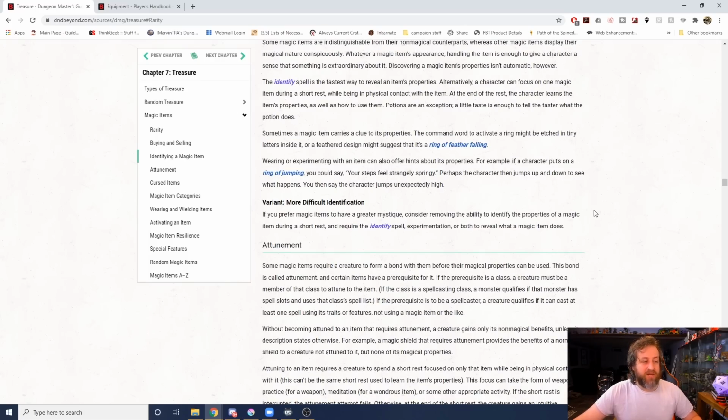Another thing I should talk about is the variant rule here. If you prefer magic items to have a greater mystique, consider removing the ability to identify the properties of a magic item during a short rest and require only the identify spell, experimentation, or both to reveal what the magic item does. I've actually been thinking about this a lot. I've been thinking about incorporating this into my own homebrew setting. I don't have a reason why, and the problem being that at this point, the game has existed for 90 episodes and that's never been an issue.